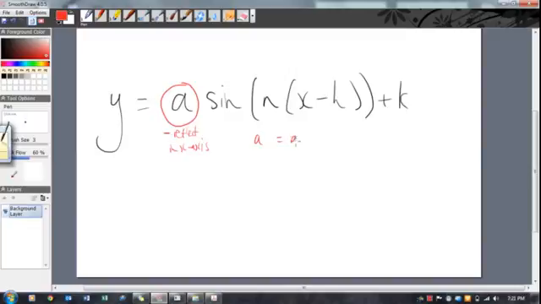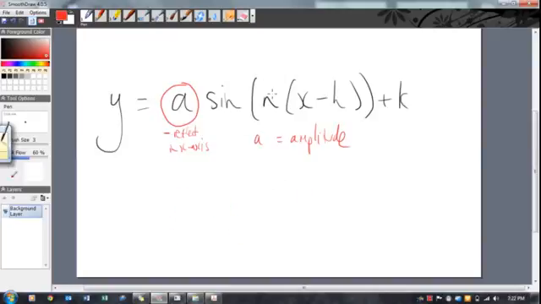A also tells you what your amplitude is going to be, and your amplitude is just the distance from the middle of the sine graph to the top. So that will be a. In other words, if a is equal to 2, then that height there will be 2. If a is equal to half, then the height of the wave will be half. So that's what a tells you. It dilates it in the y direction.